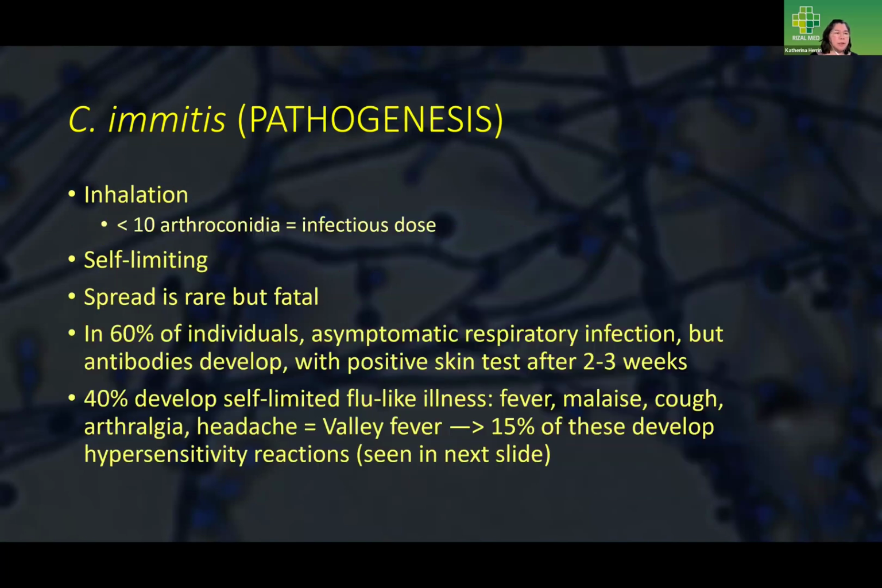You can get infection through inhalation, and you only need less than 10 arthroconidia to get infected. Most of the time, the infection is self-limited. Systemic spread is rare, but it can be fatal. More commonly, you get asymptomatic respiratory infection where you develop antibodies, which results in positive skin test after 2 to 3 weeks.